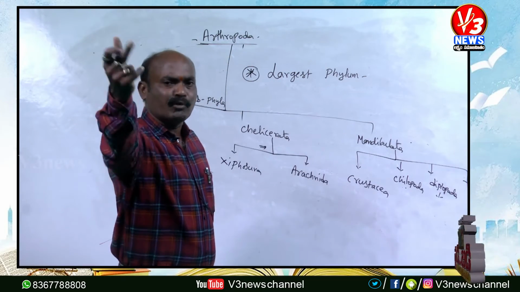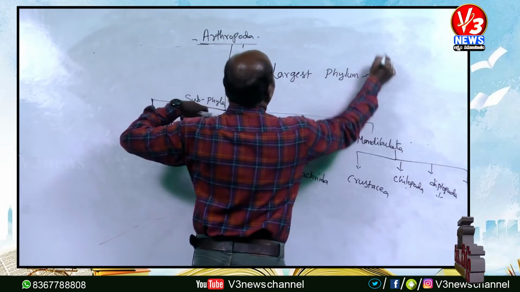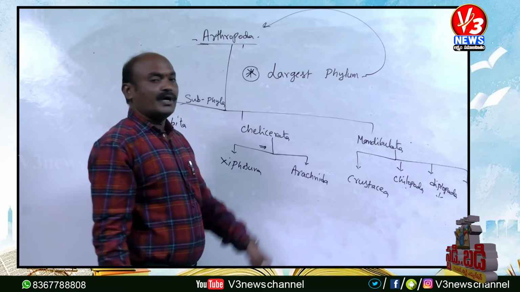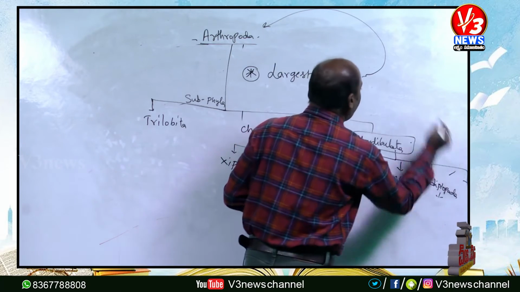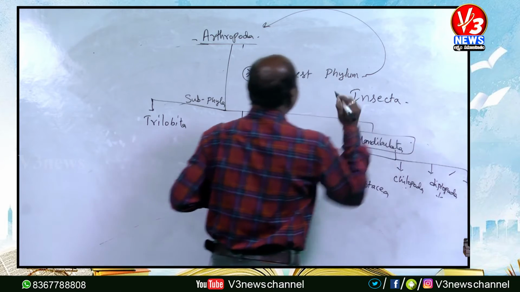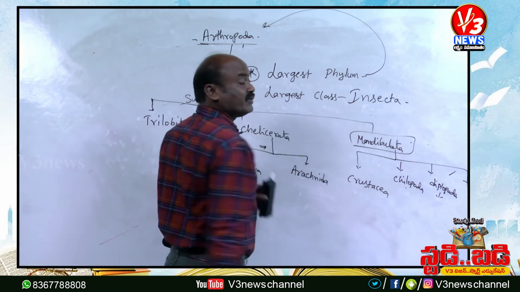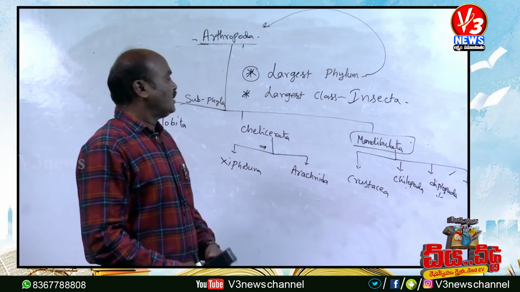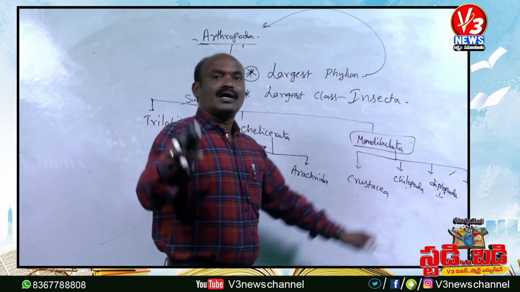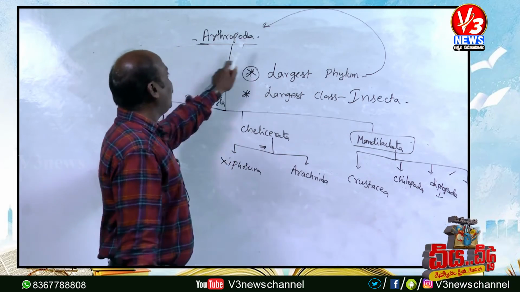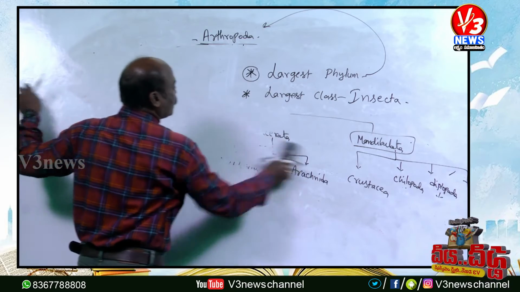Now, very important from the entrance point of view: the largest phylum in the animal kingdom is Arthropoda. One class belonging to the subphylum Mandibulata is Insecta. Insecta is the largest class. In the total kingdom Animalia, the largest phylum is Arthropoda, and the largest class is Insecta, which belongs to the phylum Arthropoda. And one more very important aspect for the entrance point of view.